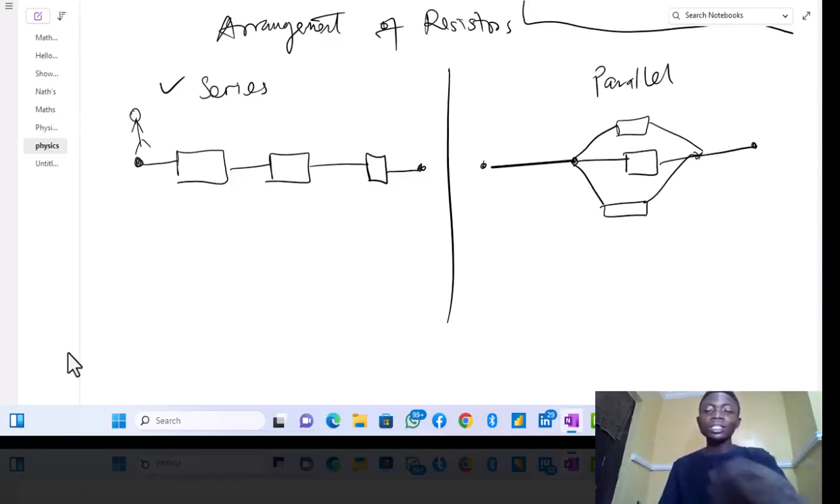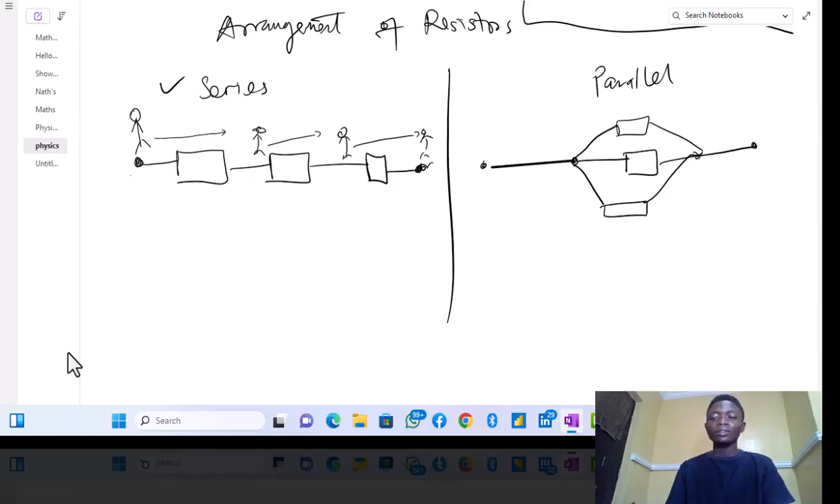Now, imagine this stickman is the electrical current that is trying to move across all these resistors coming to this end. This is the starting point, this is the source, and this is the end. This guy just simply walks all through, gets here, walks all through, and then comes here at the end of the day. Nothing happens to the guy, he is fine. But now look at this parallel arrangement.